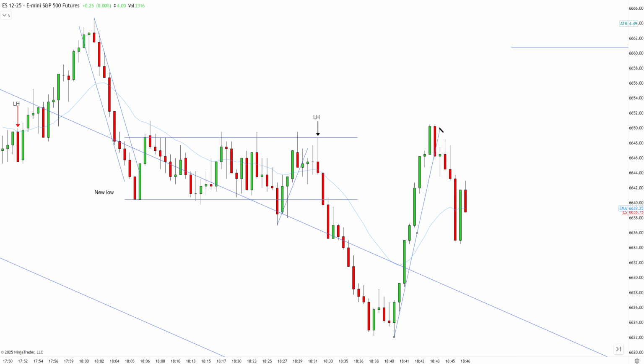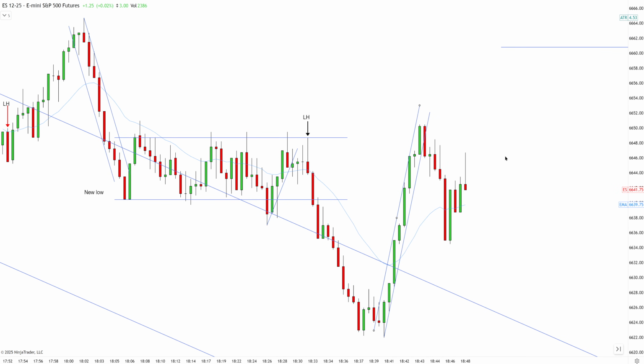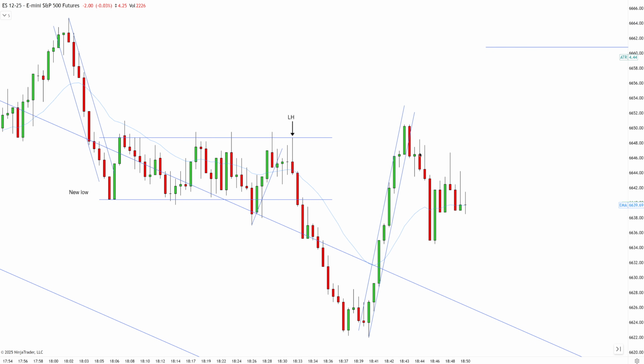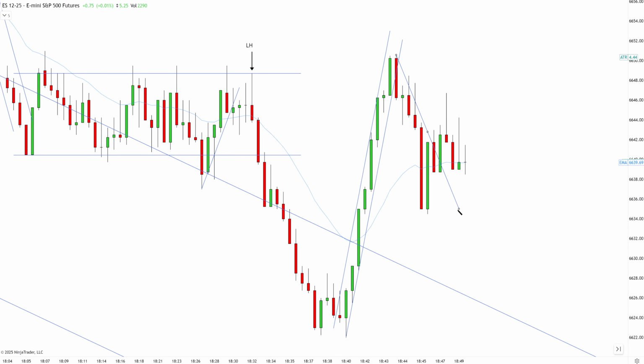We have an uptrend working higher. This uptrend needs a new high. You have a new high, first entry long, second entry long. You cannot take the second entry long.